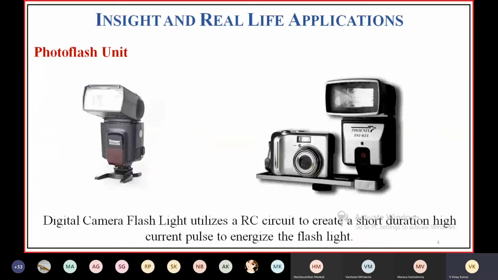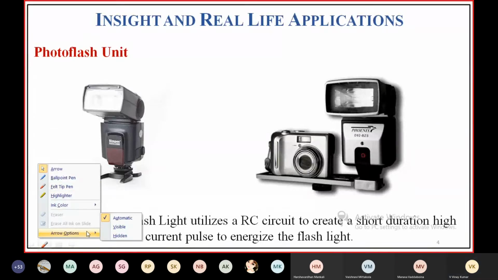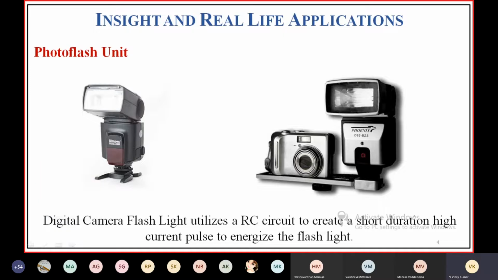So we are going to discuss the applications of RL circuits, RC, RLC circuits. This is the application of RC circuit.